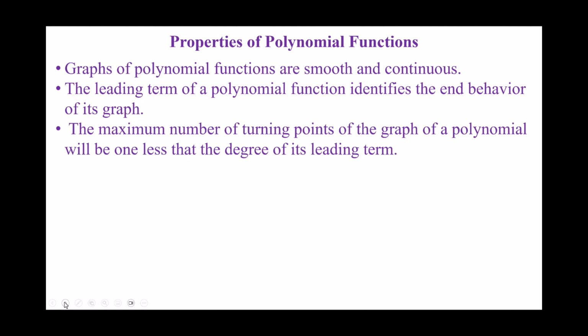The maximum number of turning points of the graph of a polynomial will be one less than the degree. So if that polynomial has degree 5, the most turning points the graph could have would be 4. We might have a polynomial that has 1 turning point, 2, 3, 4. And that might be a 5th degree polynomial. It has 4 turning points.